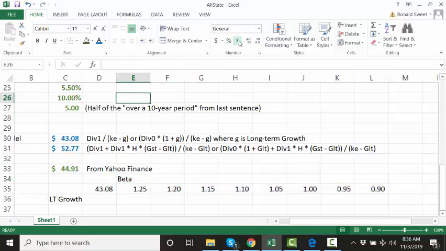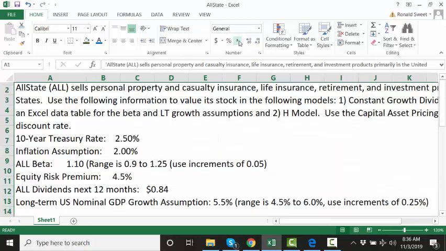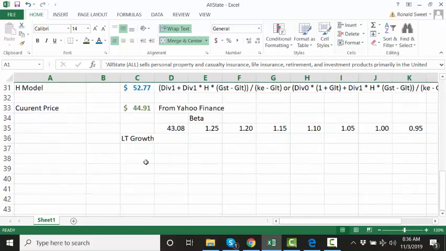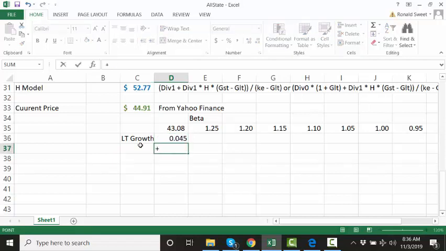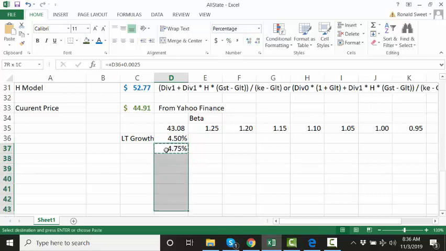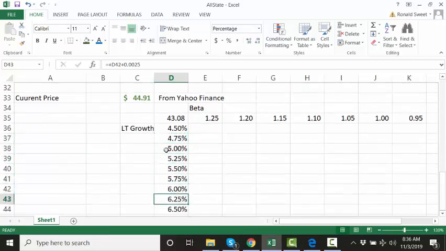And then on the long-term growth, we said we want to do a range of 4.5% to 6% in increments of 0.25. So we'll start with 0.045 and we will increase that by 0.0025. I'm going to change those to percentages with 2 decimal places, and I copy that down until we get to 6%. Went a little bit too far. So 6%. Now we have everything we need for the data table.